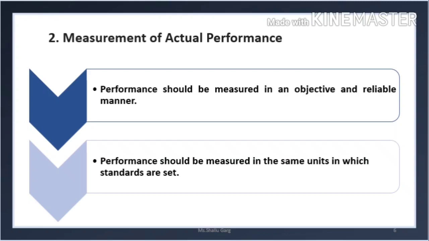And secondly, performance should be measured in the same units in which you have set the standards. Like if you have set the standards in terms of cost and now you are measuring the actual performance in terms of units produced, you will not be able to compare the both.